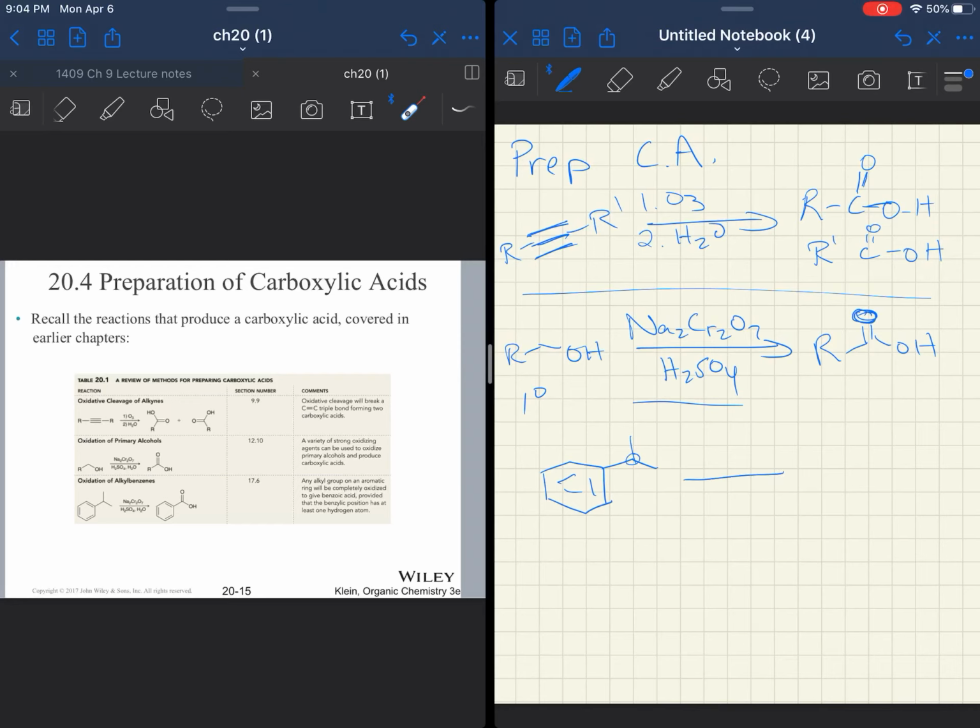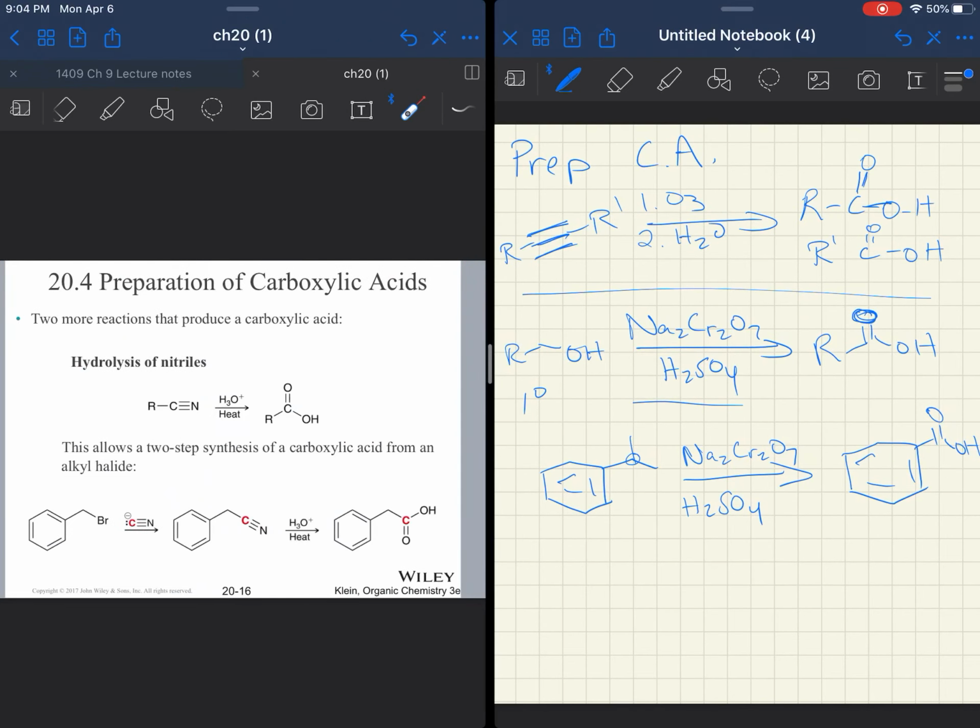You also learned about oxidizing the benzylic position in our previous unit. So as long as there's a hydrogen on that benzylic position, right, using those strong oxidizing reagents like we did in the last section will give you a benzoic acid or a benzoic acid derivative. All right, that one's not really new. You should definitely still have that one.